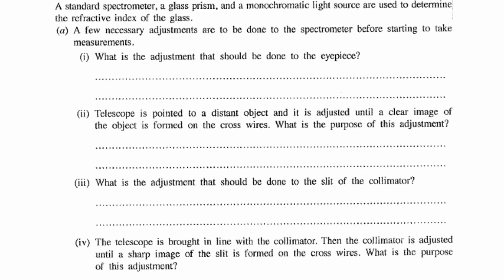A standard spectrometer, a glass prism, and a monochromatic light source are used to determine the refractive index of glass. Part A. A few necessary adjustments are to be done to the spectrometer before starting to take the measurements. Part 1. What is the adjustment that should be done to the eyepiece?